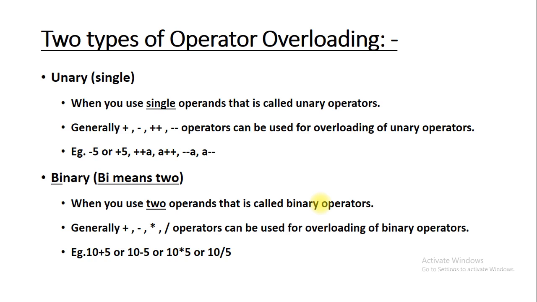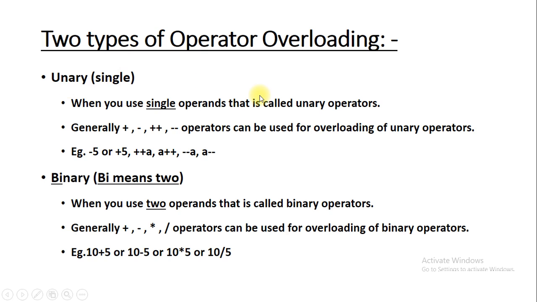Over here we have taken the example of minus 5 or plus 5, plus plus a, a plus plus, minus minus a, a minus minus. So this stands for prefix increment, this is called postfix increment, this is called prefix decrement, and this is called postfix decrement. So in this way you are able to use the concept of unary operator overloading.